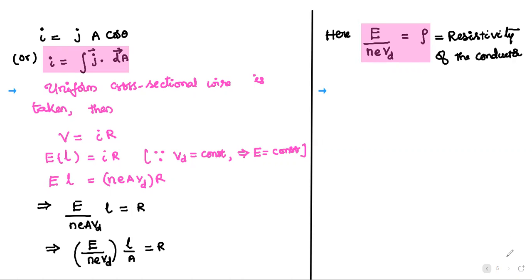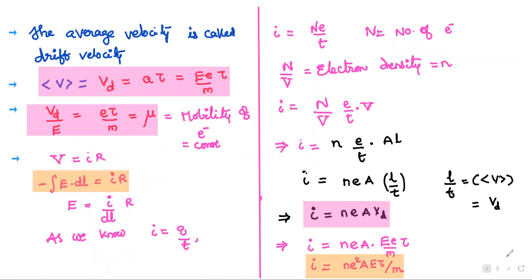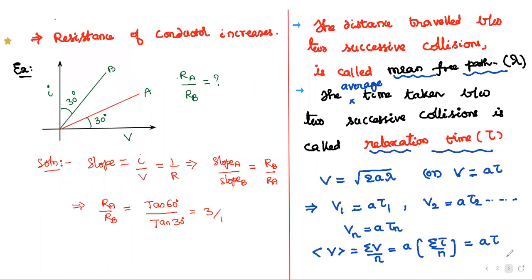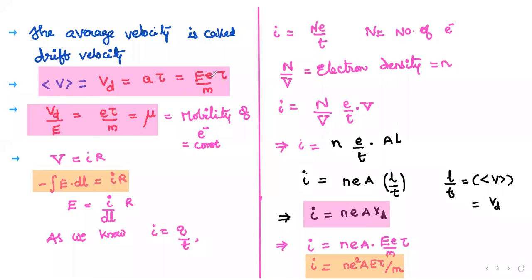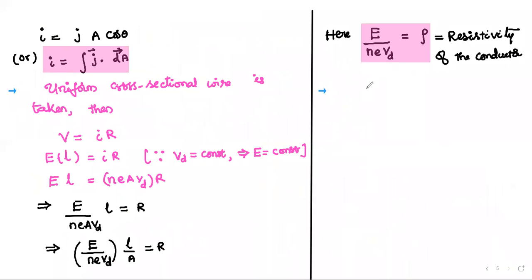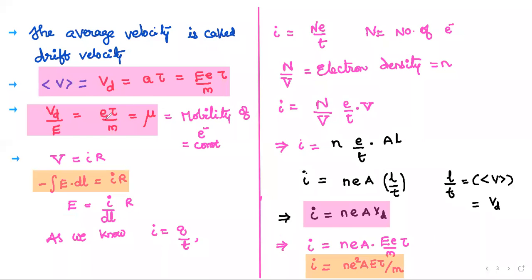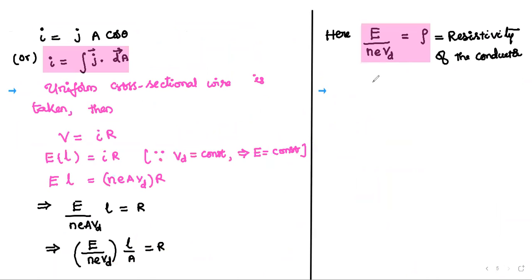Okay, now check here. From this equation, VD equals eE by m into tau. Again I am going to substitute VD equals eE by m into tau. Or VD by E directly we got there. VD by E equals e tau by m. So E by VD equals m by e tau. Okay, m by e tau if I substitute.